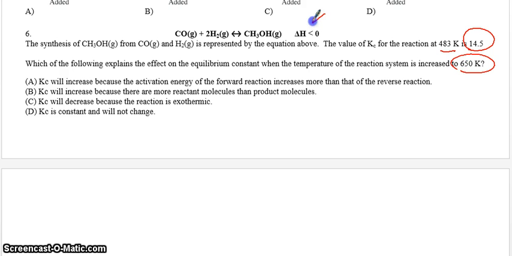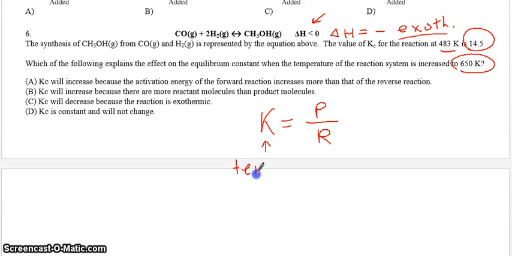Now we'll notice that the reaction has delta H less than 0, say delta H is negative, which means it's exothermic, recall. This is going to be our clue. So we're asked what happens to the equilibrium constant. Again, remember that the equilibrium constant is products over reactants. Now, equilibrium constant is actually temperature dependent. These constants, as all constants, are temperature dependent, which means they change as temperature changes.